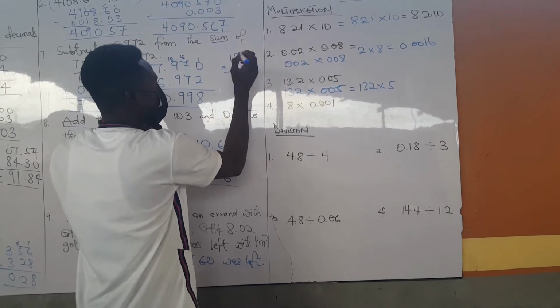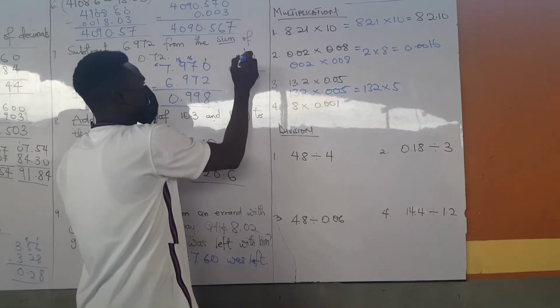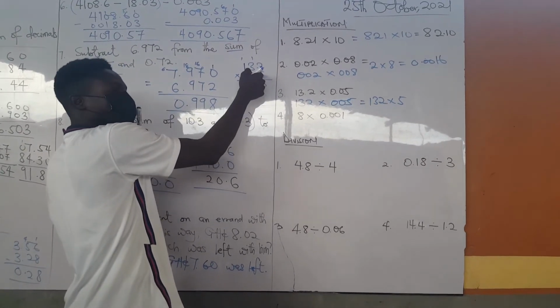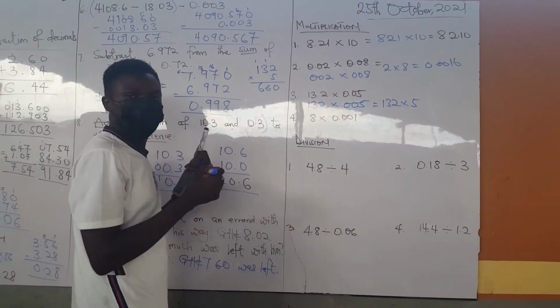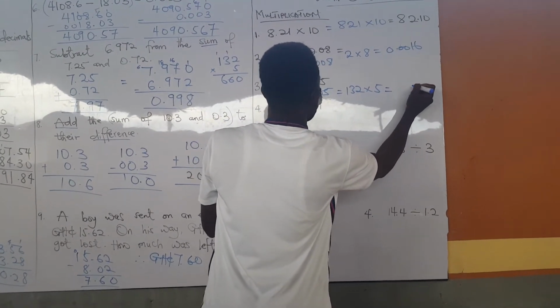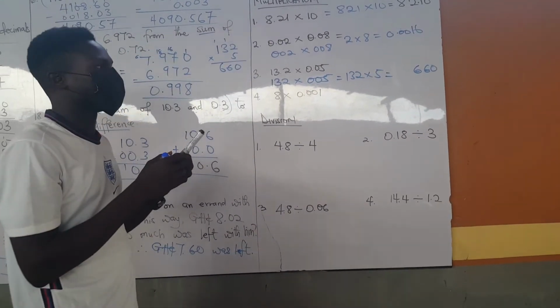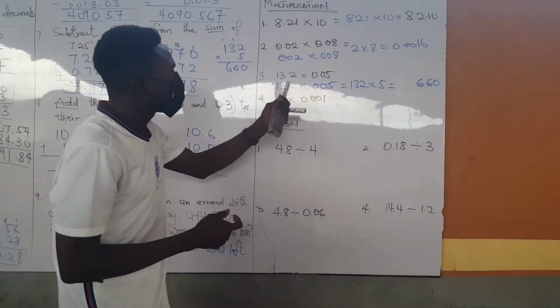5 times 2 is 10. We know the multiplication table already. So 5 times 3 is 15, carry 1. 5 times 1 is 5 plus this 6. So multiplying this times this, we are going to get 660.